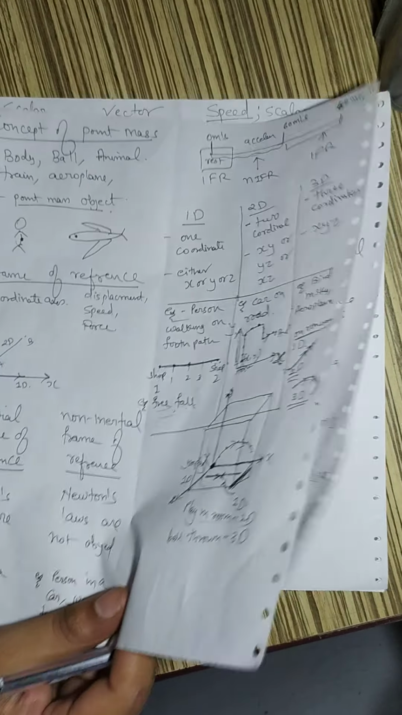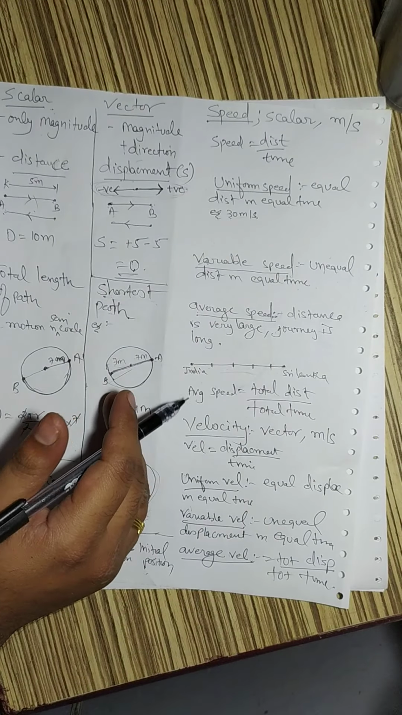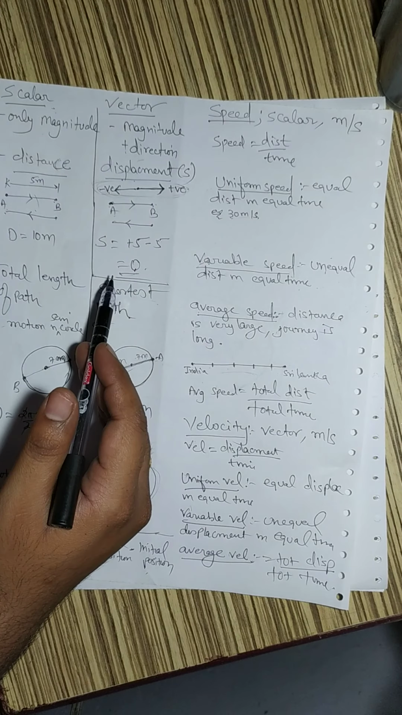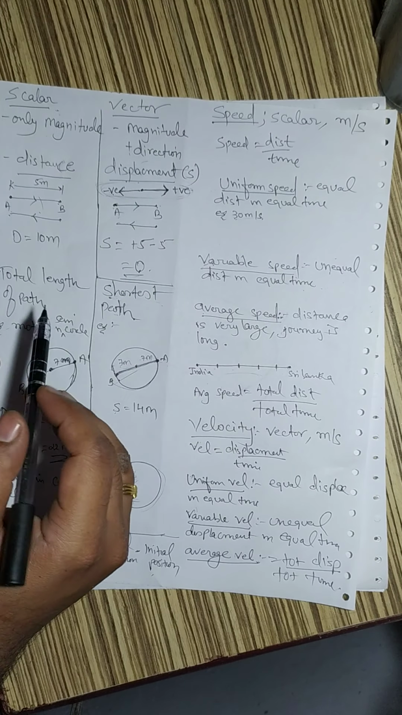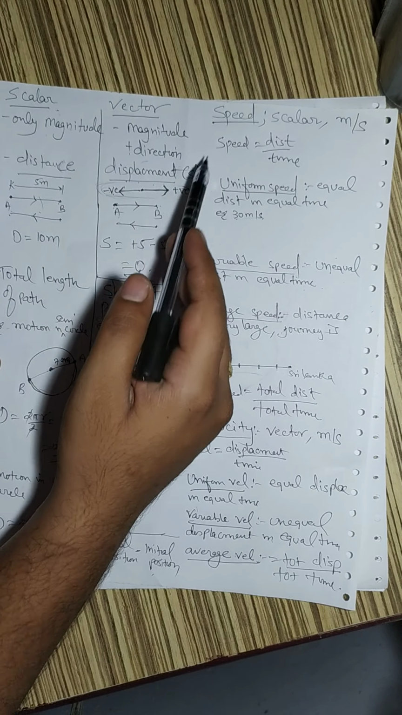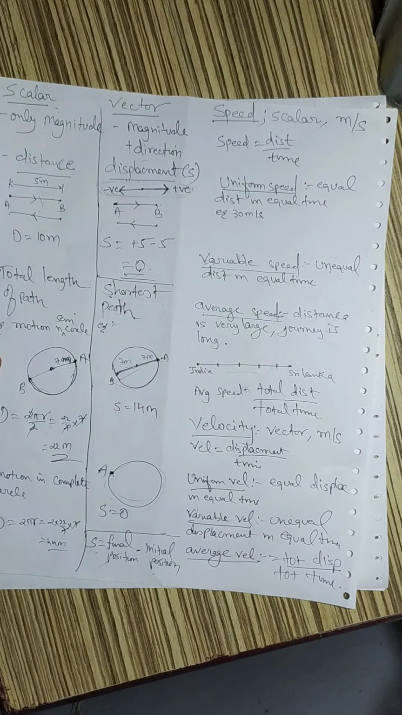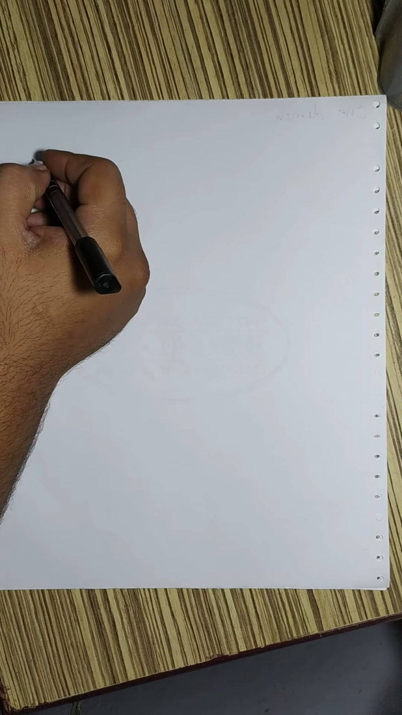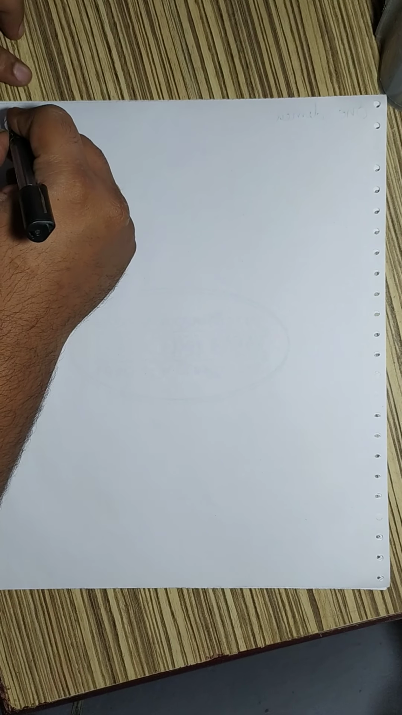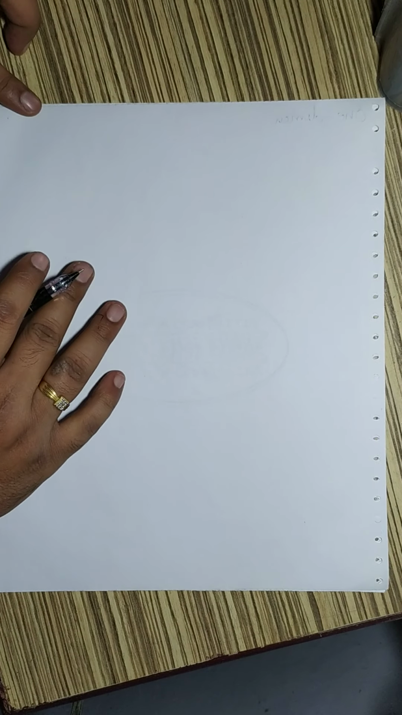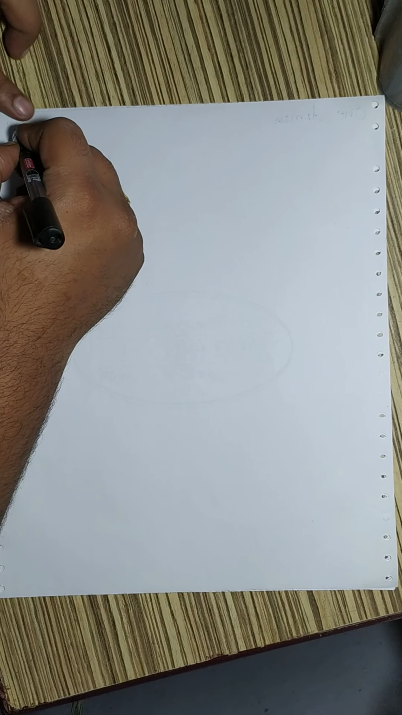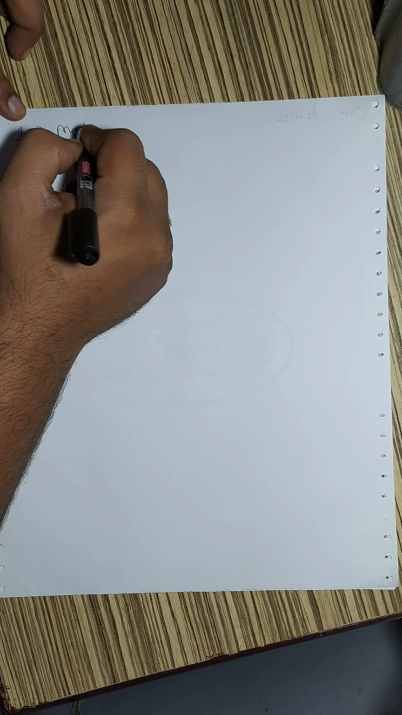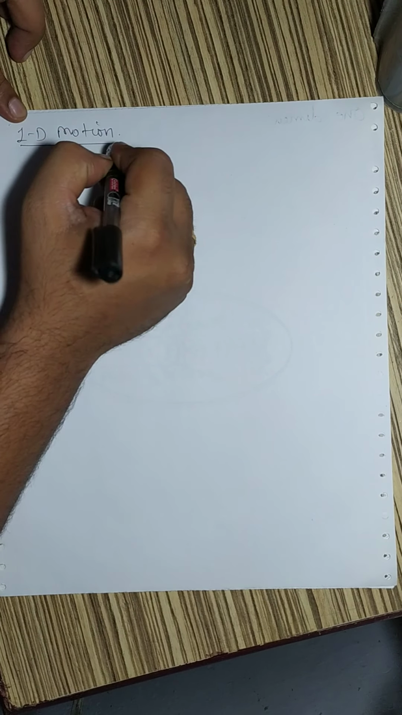Then scalars and vectors, simple introduction. Scalars and vectors are explained on the basis of distance and displacement, speed and velocity. 3 types of speed, 3 types of velocity. And now we are coming to the exact part, that is one-dimensional motion.